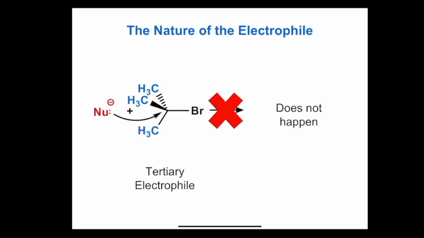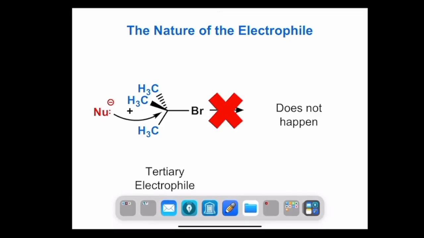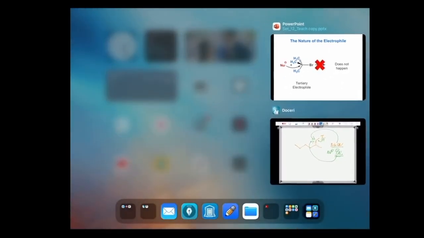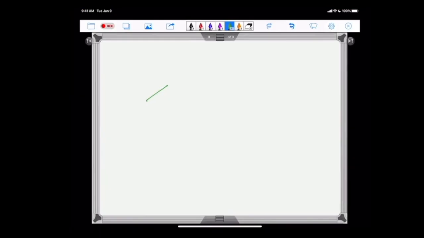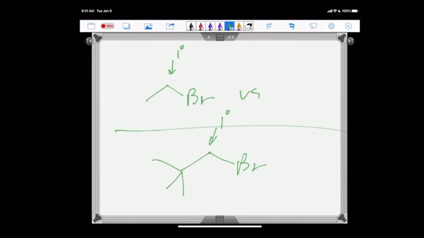Yes? What if there was like a tert-butyl on it instead of a methyl? Would that make it even harder? So you mean, hold on. If I had this bromine, that's a primary center, right? Versus bromine with a tert-butyl. Still a primary center, right? Is that what you mean? Yeah. So, poll the audience. What do you think? Top or bottom? Which is probably faster?